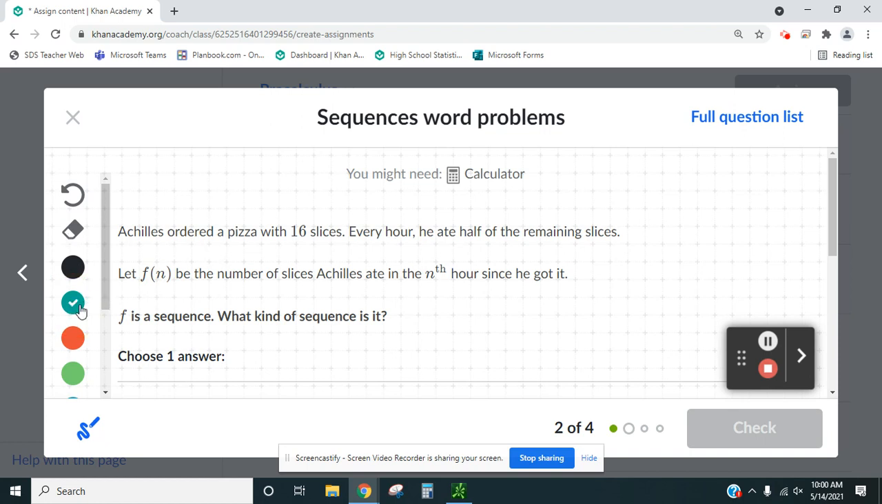There are 16 slices of a pizza. I love pizza questions because I love pizza. Every hour, he eats half of the remaining slices. Do you remember my example when I ripped paper up into pieces? Anyway, what happens if you tear a paper in half? Does it ever actually disappear? No. So this is like the never-ending, right? Half of the remaining slices, there'd be no end. There's never a time when the pizza would run out, right? Every hour.